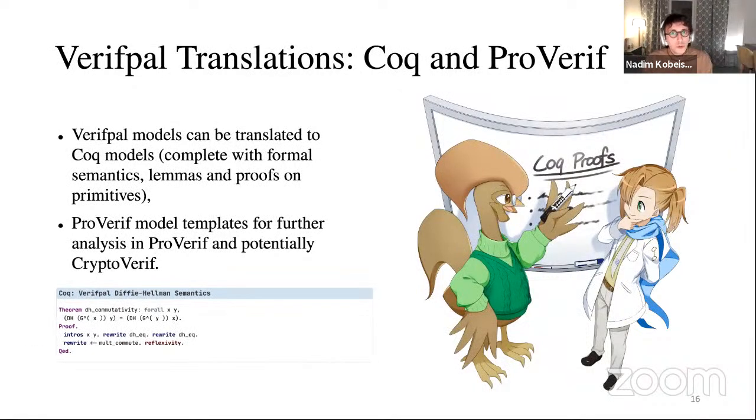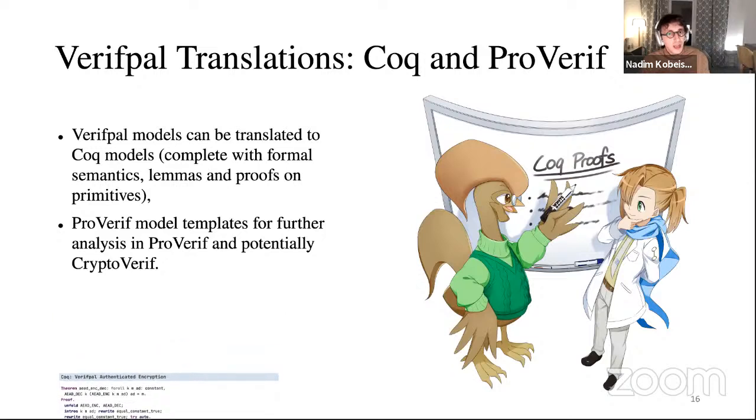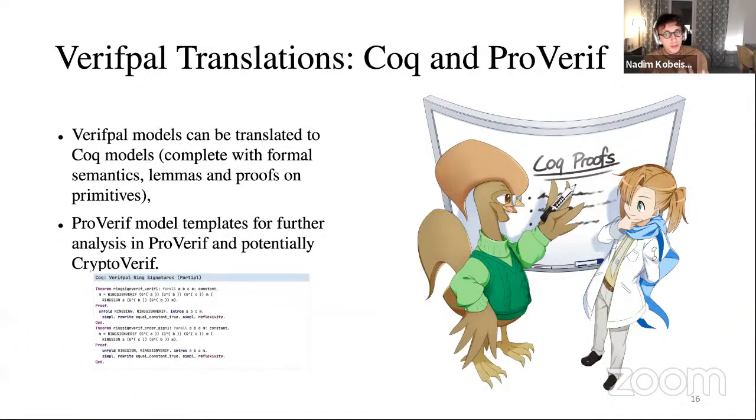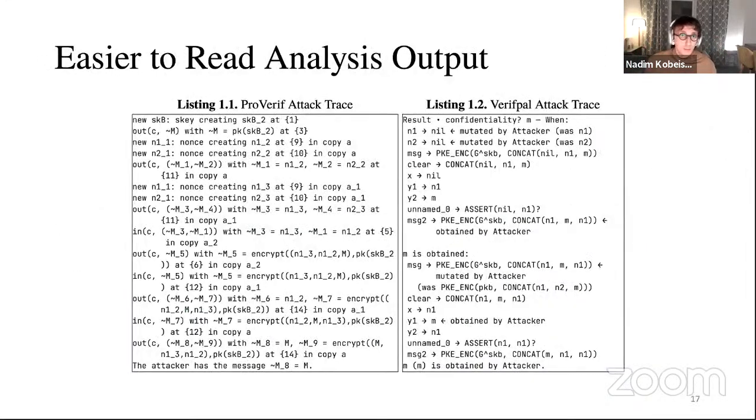The translation to Coq and ProVerif is really good. It forced us to have a better understanding of the formal semantics and have lemmas and proofs on how everything works. And also we're translating Verifpal models automatically to ProVerif models. Both of these things need more work. This stuff is really hard, but it works kind of, and we're getting it better. It's under active development with my co-authors.